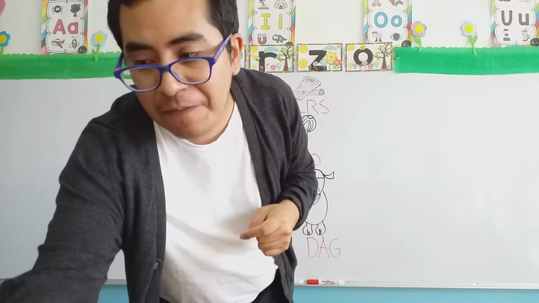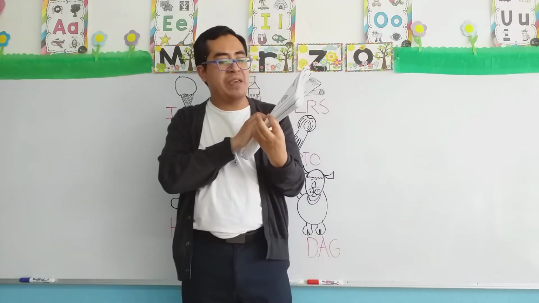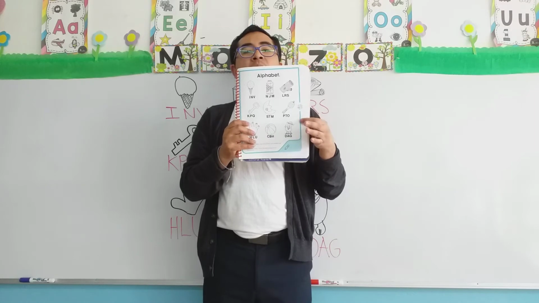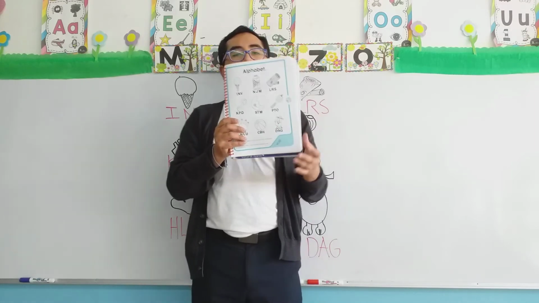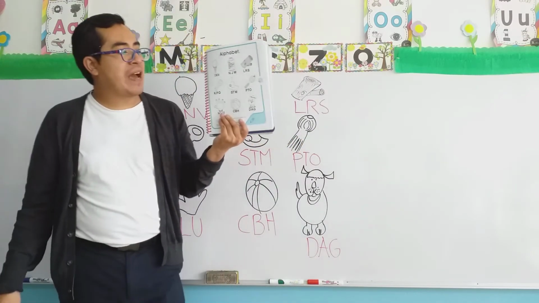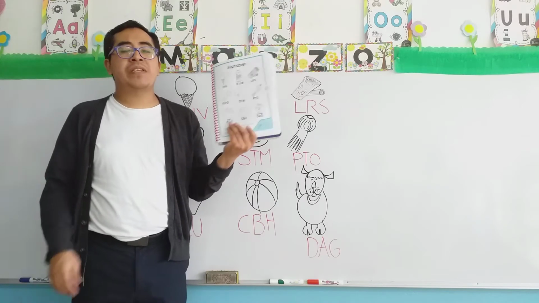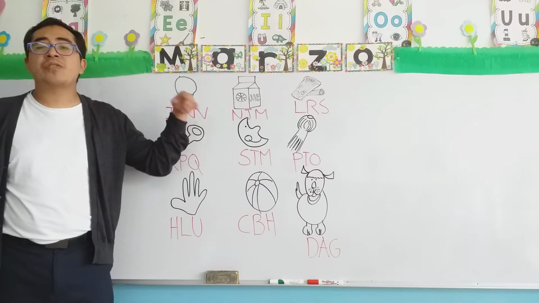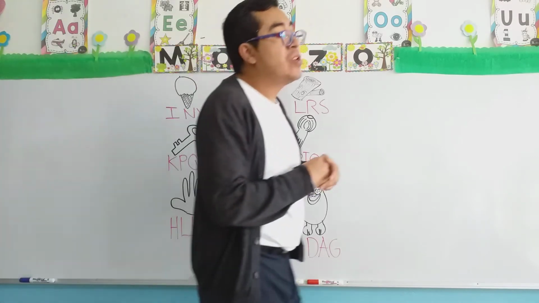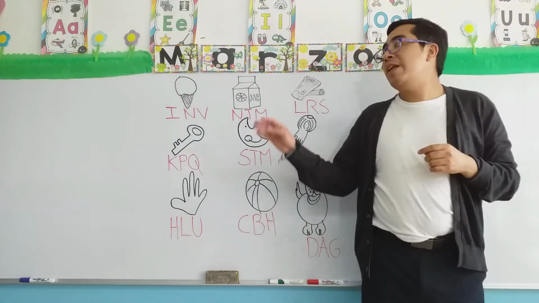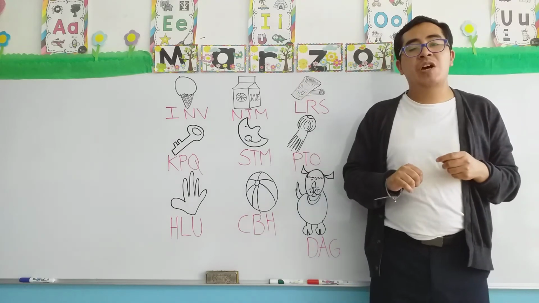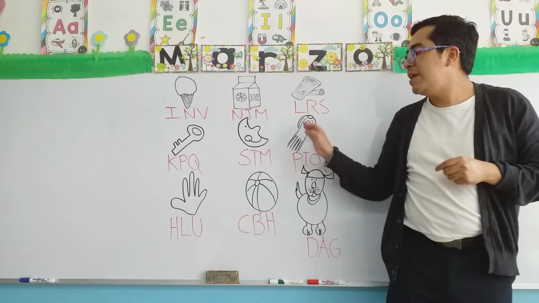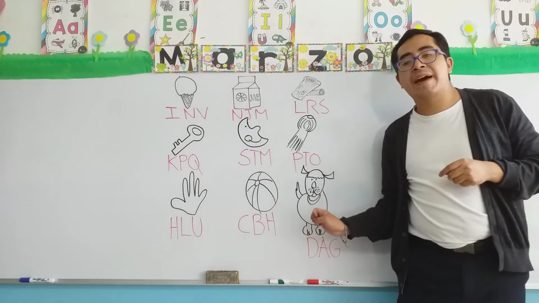Now the activity of today appears right here, page 171. And as you can see here, we have 9 objects in total. Remember, the teacher Jacob works on the whiteboard so you can appreciate the results better. So as I mentioned, we have 9 objects in total. 1, 2, 3, 4, 5, 6, 7, 8, 9.